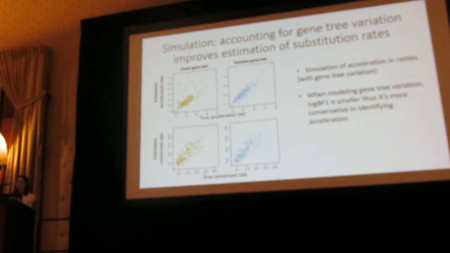And also, when modeling gene tree variation, the null space is larger, so the likelihood from the null model is larger. The log Bayes factor is smaller, so it's more conservative to identify acceleration for the variable gene tree model.